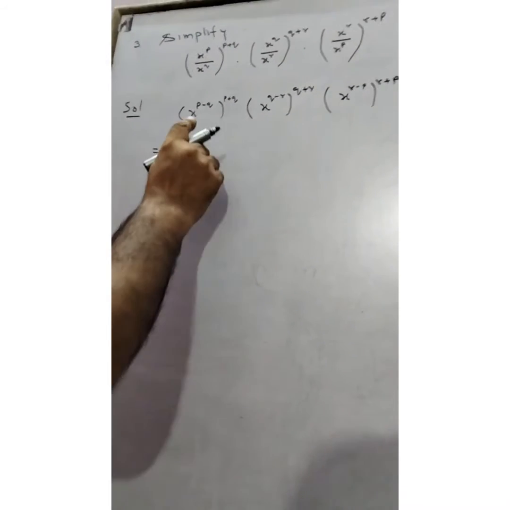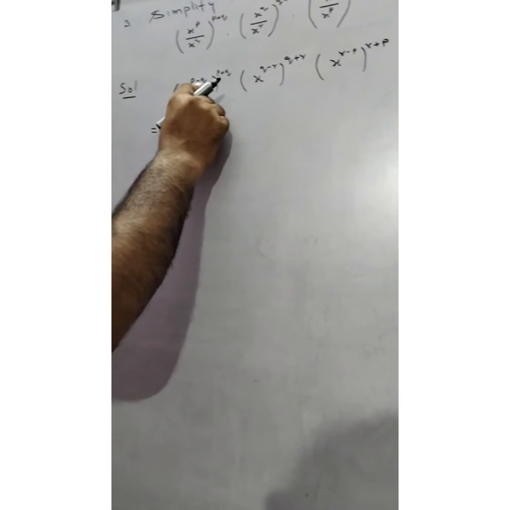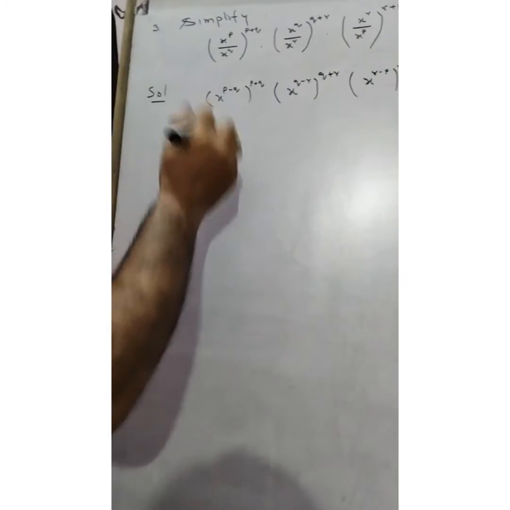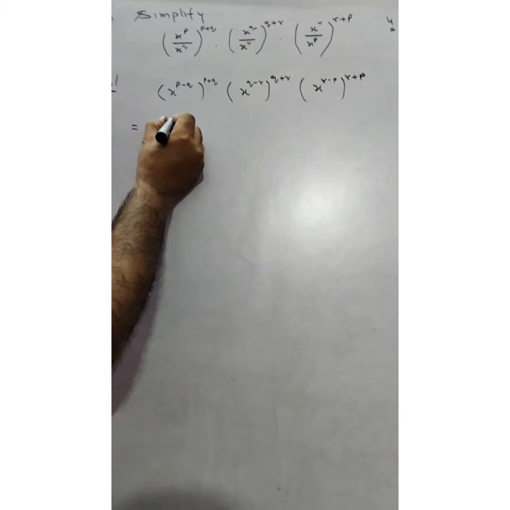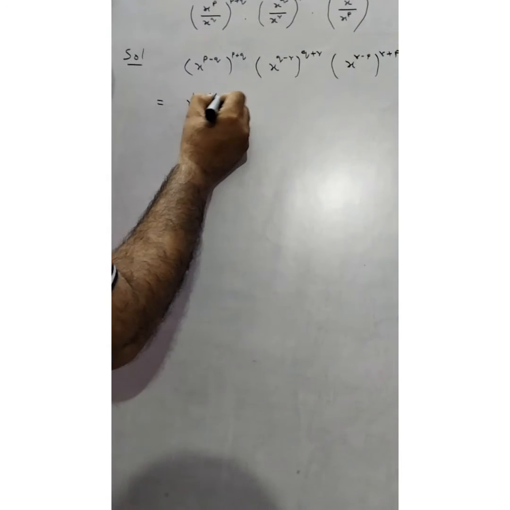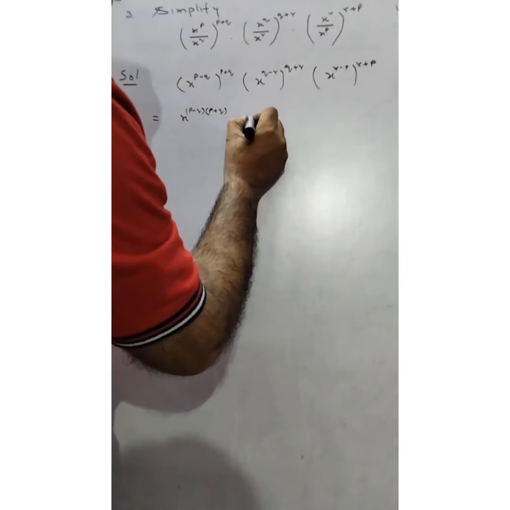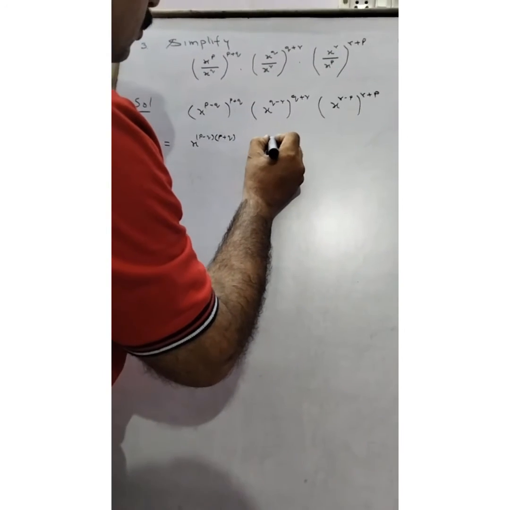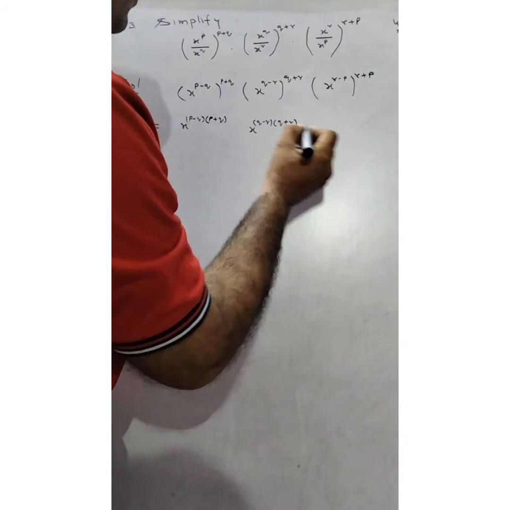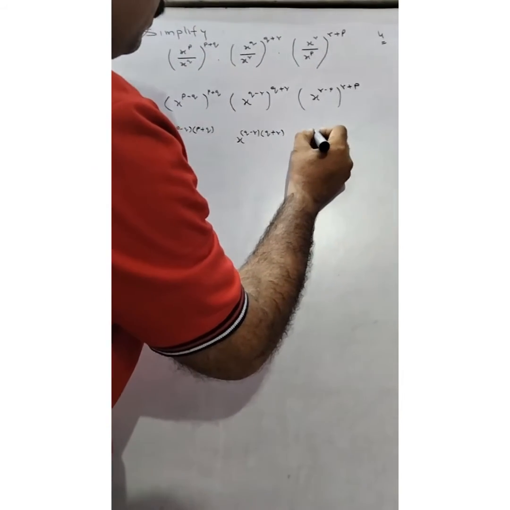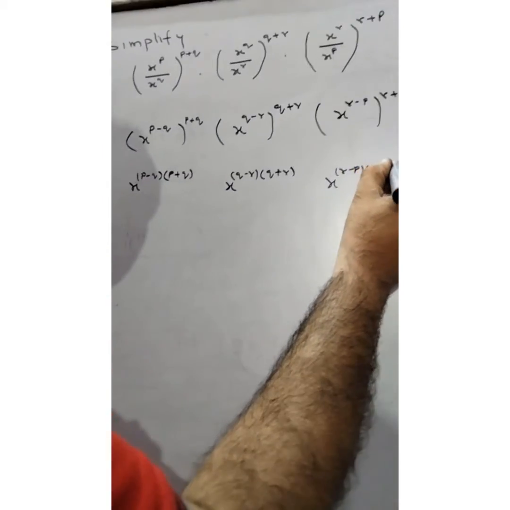Now this is x to the power (p minus q) whole power (p plus q). Now we can write (p minus q) into (p plus q). Similarly, x to the power (q minus r) into (q plus r), and x to the power (r minus p) into (r plus p).